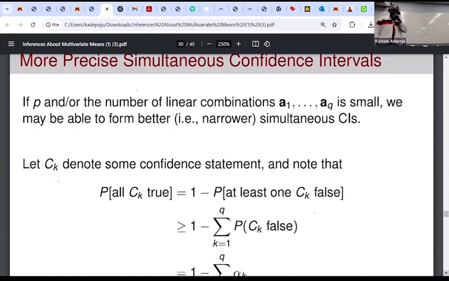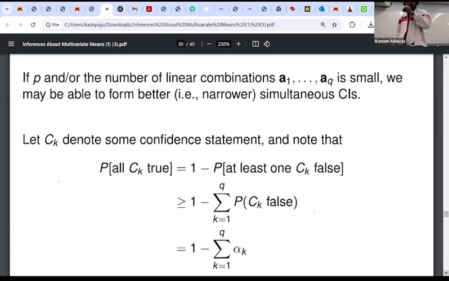In that regard, let CK denote some confidence statement. And what is a confidence statement? The probability that all CK are true is 1 minus the probability that at least one CK is false. Of course, in statistics, the probability of S greater than or equal to 1 is 1 minus the probability of S less than 1, which is 1 minus the probability of S equal to 0.